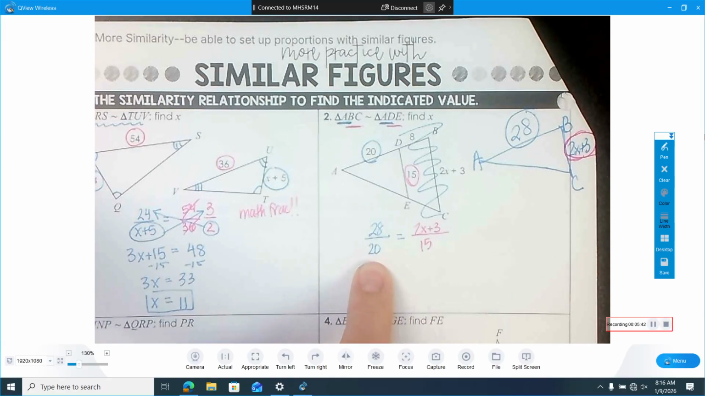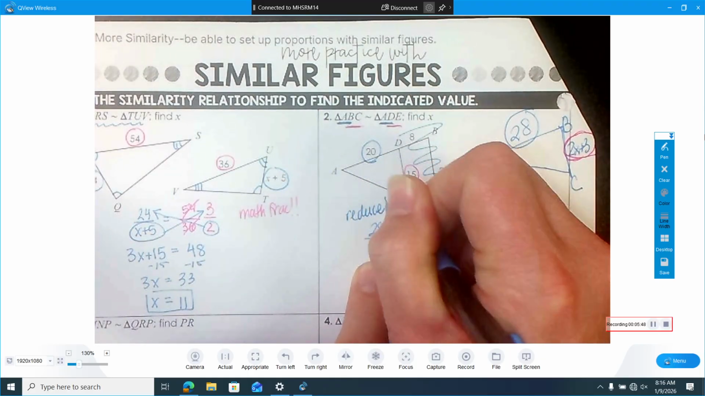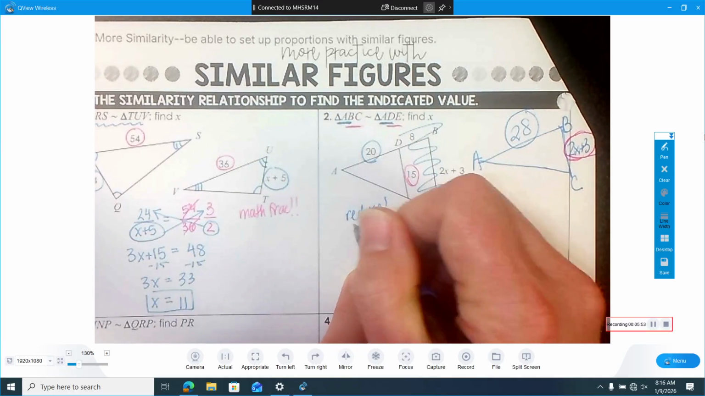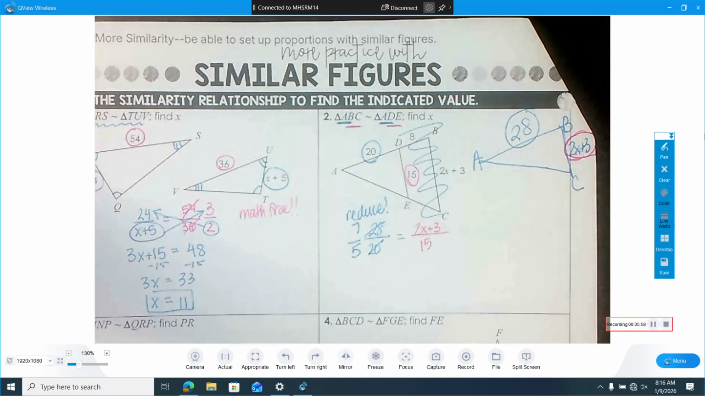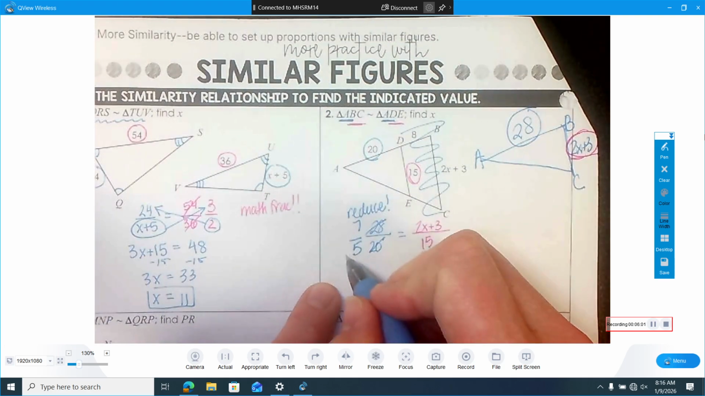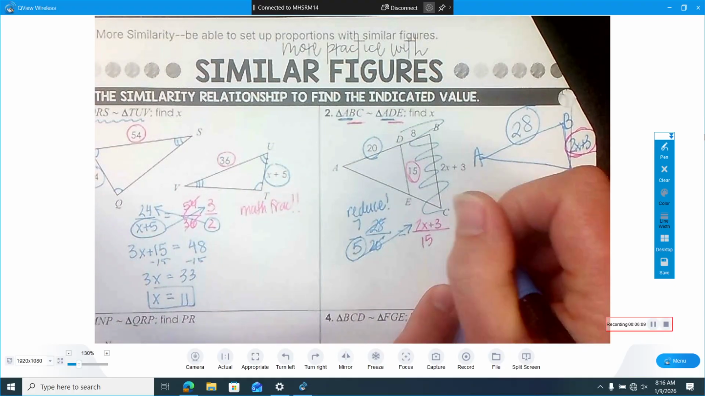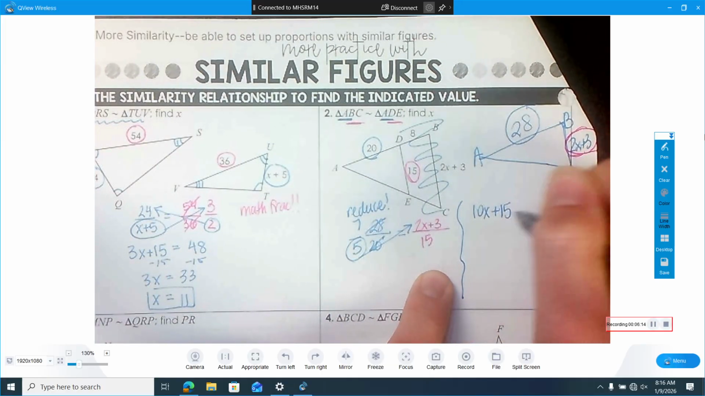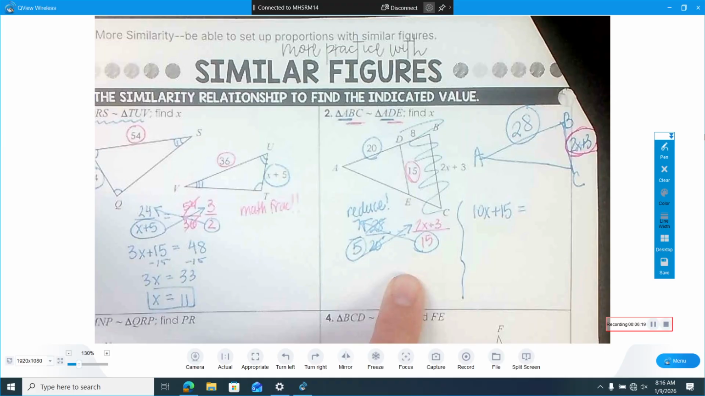What should I do with the 28 over 20? Reduce it, sure, because small numbers are easier. Do they both divide by 4? Yeah. Divide by 4, we get 7 over 5. And then I can cross multiply 5 times the 2x plus 3. What is that? 10x plus 15, good. And then we're going to have 15 times 7.